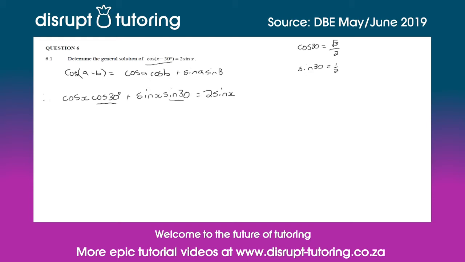So we can substitute in, so this will become root 3 over 2 cos x plus a half sin x, and then still equals 2 sin x. Then we're going to put the cosines on one side and the sines on the other. So this all stays root 3 over 2 cos x equals 2 sin x minus a half sin x. So then we're going to simplify that. So it's root 3 over 2 cos x equals, this is meant to be a negative, so 2 minus a half is going to be 3 over 2 sin x.